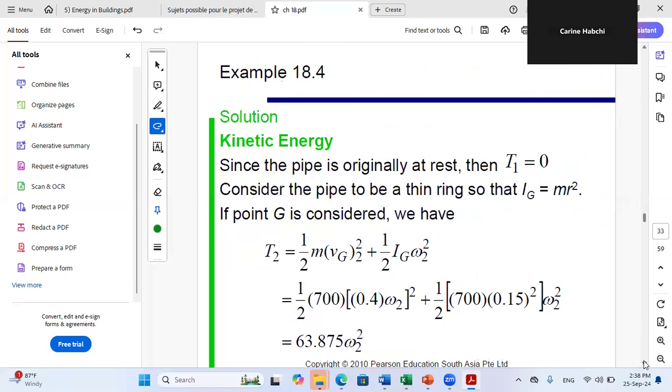So first step is to apply work and energy, as we said, to calculate the final angular velocity. Since the pipe is originally at rest, the initial kinetic energy is 0. And we can write T2, you have two ways to do it. Or you do half inertia about O omega 2 square, as we did together, or you divide it into two components. You use the general equation, which is half m vg at state 2 square plus half Ig omega 2 square. But as we know, vg can be related to omega 2 because of rotation. Velocity of G is the distance from O to G, 0.4, times omega 2. So this will allow you to get the kinetic energy at state 2 as a function of omega 2.